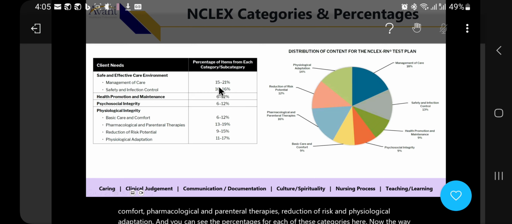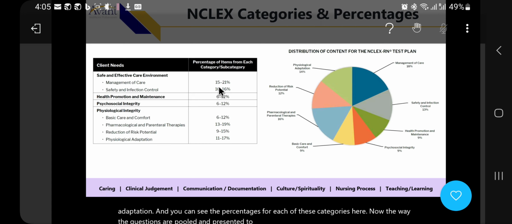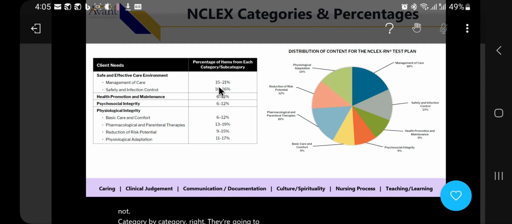Now, the way the questions are pulled and presented to you in your adaptive exams and on the NCLEX is not category by category, right? They're going to be all jumbled up.